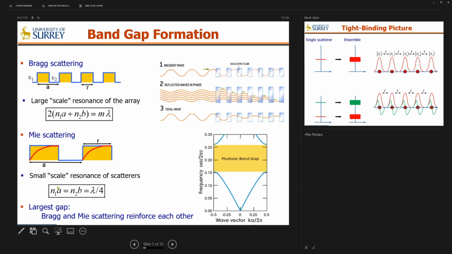This gave rise, as we discussed before, to the quarter-wavelength condition: the optical path in each dielectric, being the solid dielectric or the air, needs to be equal to a quarter of the wavelength. So now, if I put these two conditions together, large-scale resonances of the array and small-scale resonances of the individual scatterers, and I ask for them to happen exactly at the same frequency, I obtain not only a band gap, but the largest band gap possible in that material.